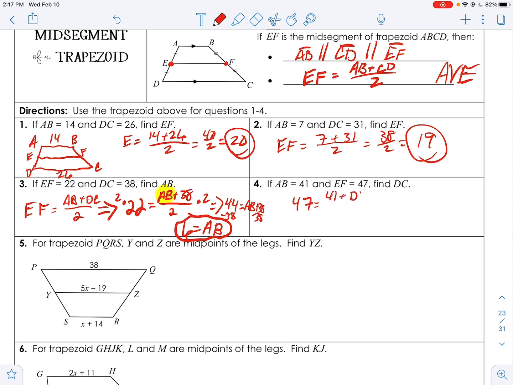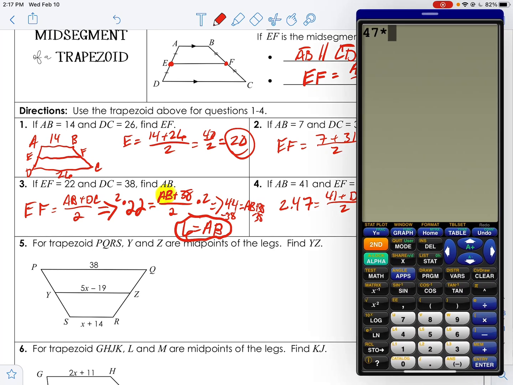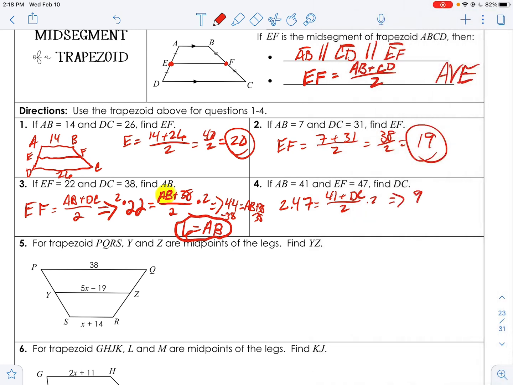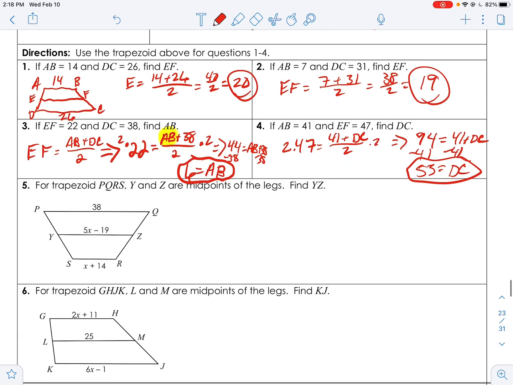Now, in this one, they gave us EF's 47, they gave us AB's 41, plus DC, we don't know, divided by 2. Multiply both sides by 2. So, let's see, just to double check, 47 times 2 is 94, so that becomes 94 equals 41 plus DC, subtract 41, and take off 40 is 50, take off 1 is 53 equals DC, just like that. And then maybe it'll give you new pictures.